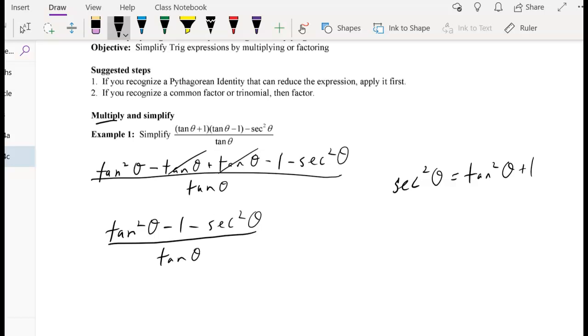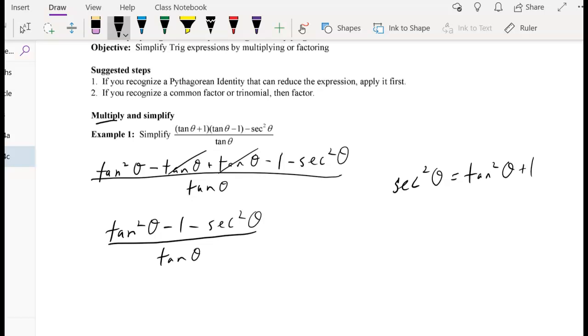So I'm going to pause the video and give you a chance to see if you can figure out a way to use this identity to shorten this expression in the numerator. Don't worry about the denominator yet. So I'm going to pause it and give you a chance to work on that.